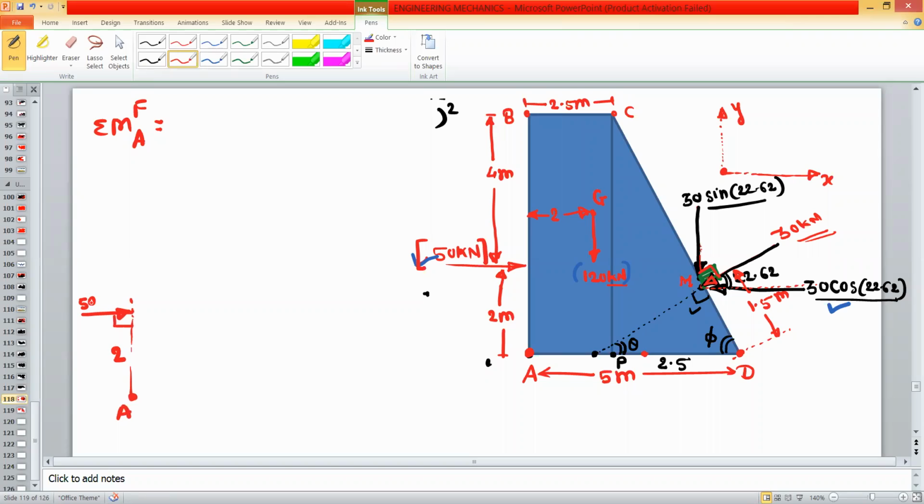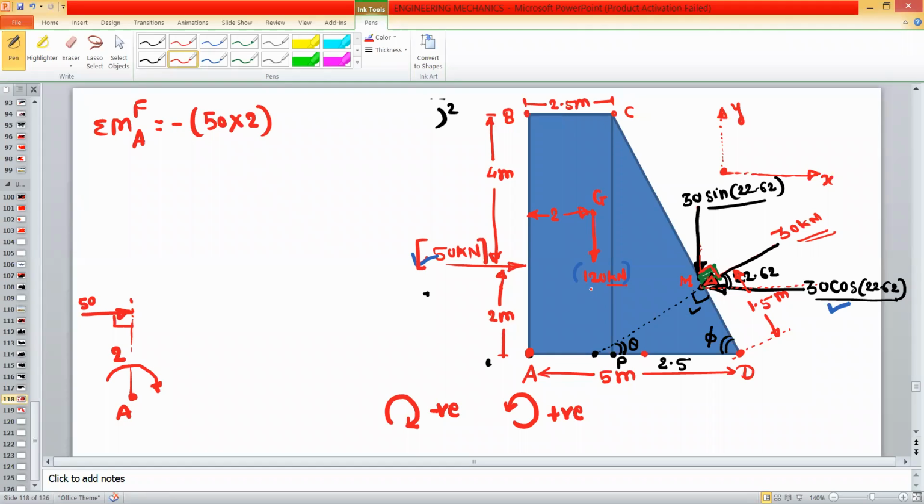So moment by this 50 kilonewton about the point A will be in the clockwise direction, because this 50 kilonewton will try to rotate this system in the clockwise direction. So moment in the clockwise direction is negative. Okay. So this is the sign convention. If moment is clockwise, it is negative. If moment is anti-clockwise, it is positive. Okay. So we will write this moment. Force into perpendicular distance. So force is 50. Perpendicular distance is 2 meter. And it is clockwise. Therefore, it is minus.